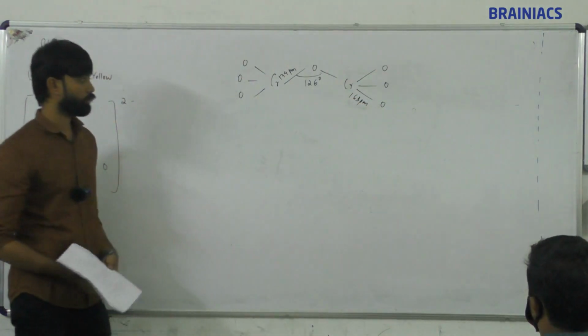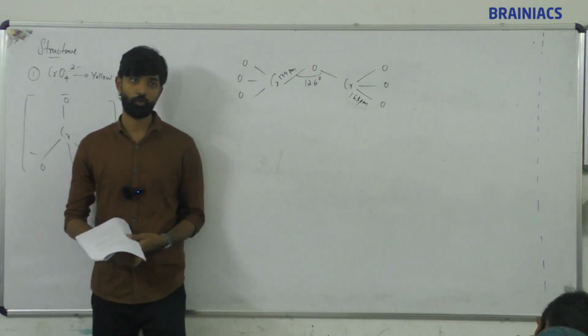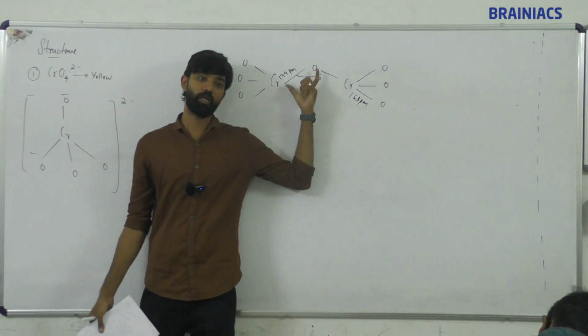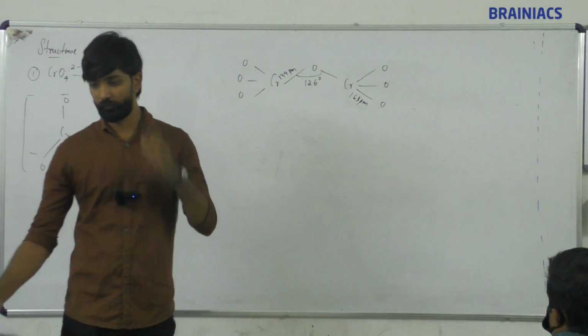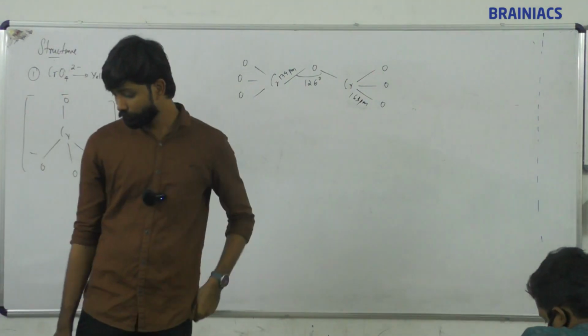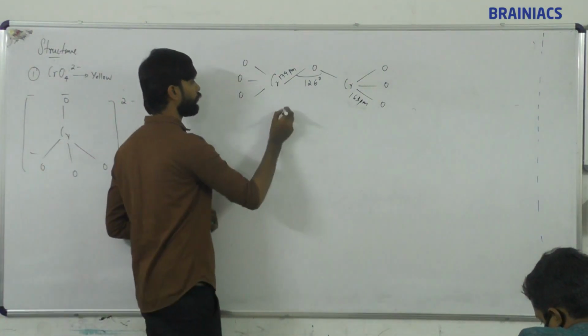So there are two different bonds. This is a bridged Cr-O bond and this is a normal Cr-O bond. They have entirely different bond dimensions. And this has a color of orange.